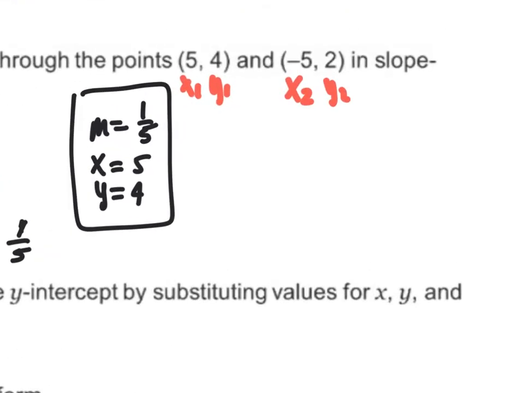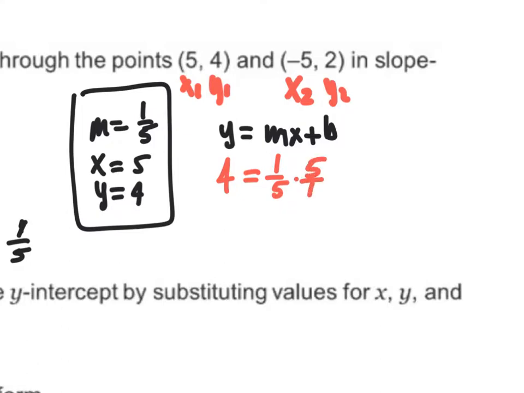Okay, I'm going to use y equals mx plus b, and I'm going to plug in 4 for y. So I get 4 is equal to 1/5 times x. Okay, m was 1/5, x is 5, so I'm going to multiply this by 5 over 1, and then plus b.